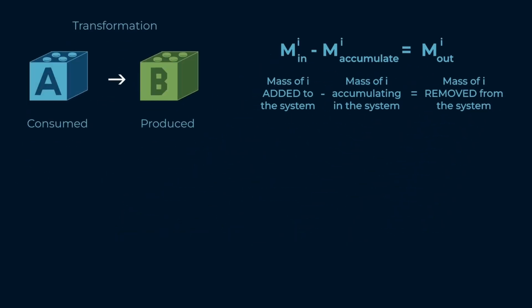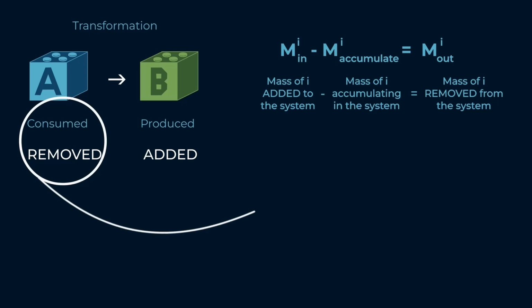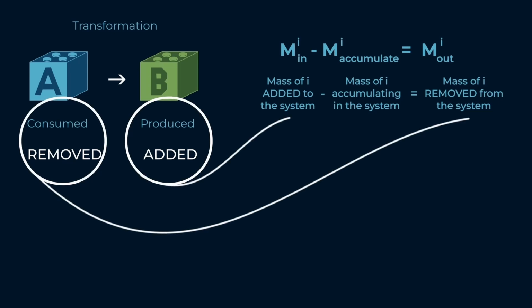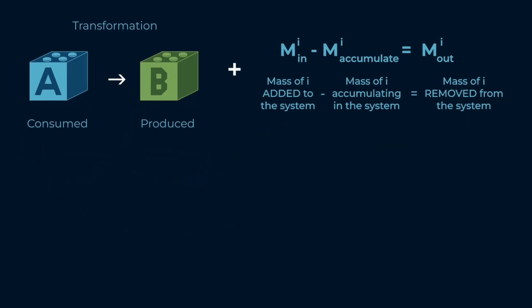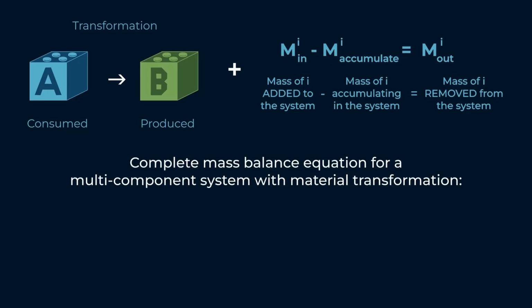In the transformation of material A to material B, material A is being removed from the system as the transformation consumes it, and material B is being added to the system as the transformation produces it. The mass being consumed and the mass undergoing formation are part of the mass being removed and mass being added, respectively. When we include the transformation in our material balance equation, we get the complete mass balance equation for a multi-component system with material transformation.